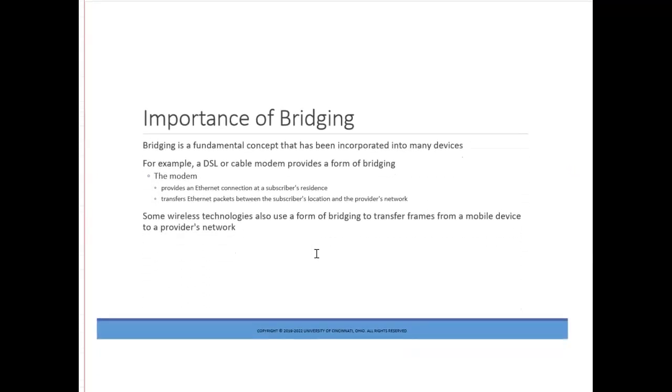Bridging is a fundamental concept that has been incorporated into many devices. An example is a DSL or cable modem that provides a form of bridging. The modem provides an Ethernet connection at the subscriber's residence and transfers Ethernet packets between the subscriber's location and the provider's network. Some wireless technologies also use a form of bridging to transfer frames from a mobile device to a provider's network. Although vendors no longer sell standalone bridge devices, the concept of bridging has been incorporated in network devices, such as in modems and wireless routers.